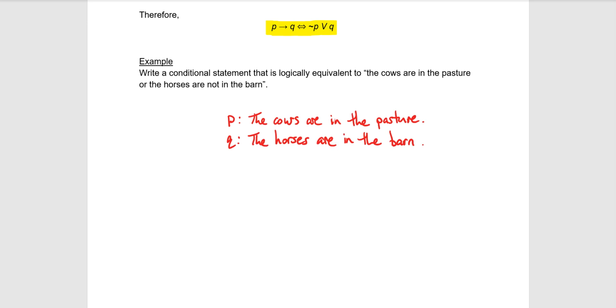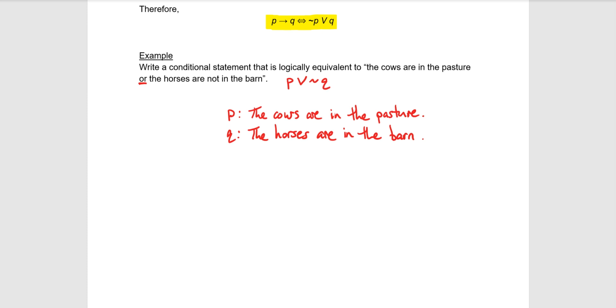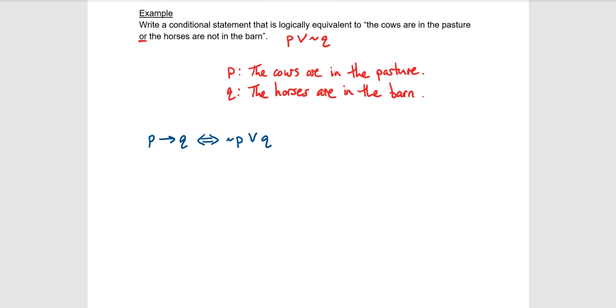Statement P is going to be the cows are in the pasture. Statement Q is going to be the horses are in the barn, ignoring the negation. So this statement from the example, in symbolic form, is going to be P or not Q. Okay, so let's go ahead and rewrite this statement up here. So we have the equivalent statement, if P then Q, if and only if not P or Q.